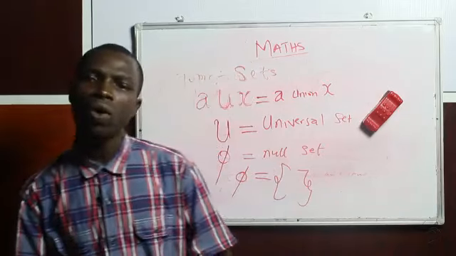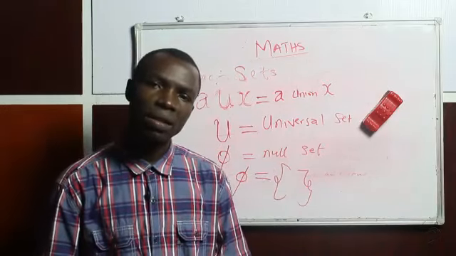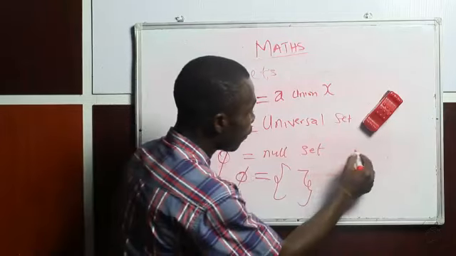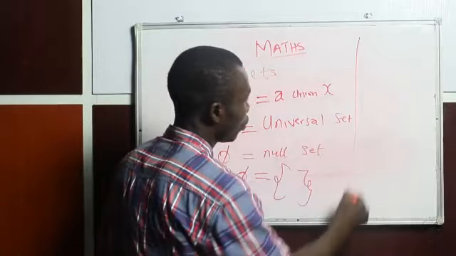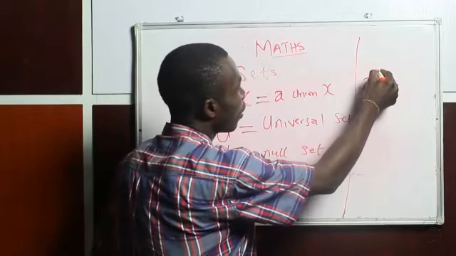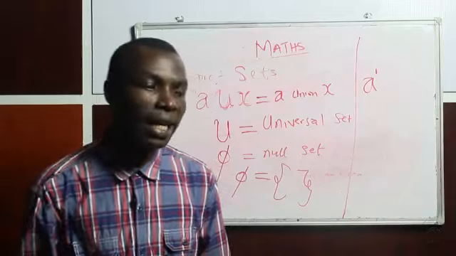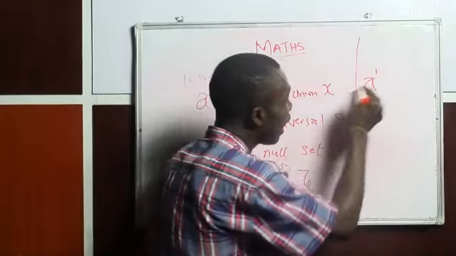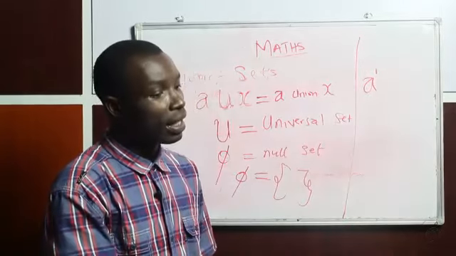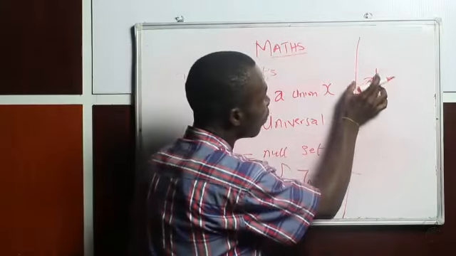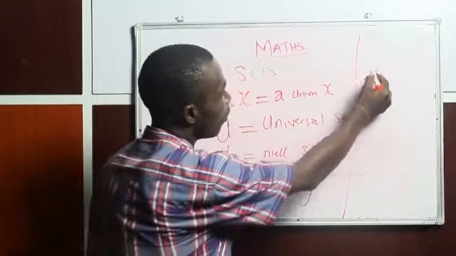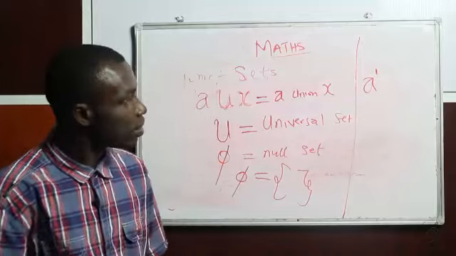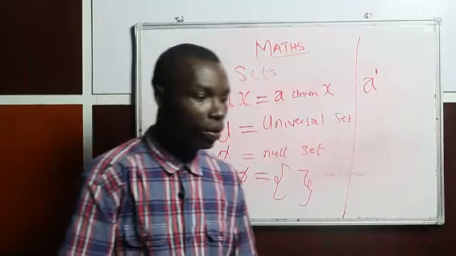We still have what is called complement in sets. Complement of a set. For example, where you have A with a complement symbol, it means the complement of set A. Where you have one like this, it means a complement of A.